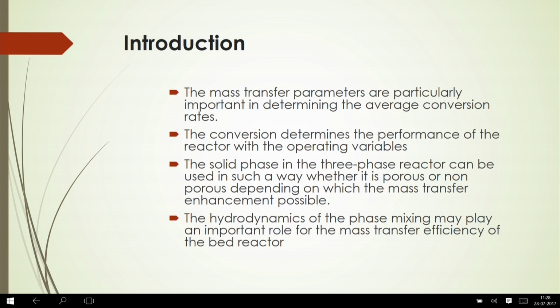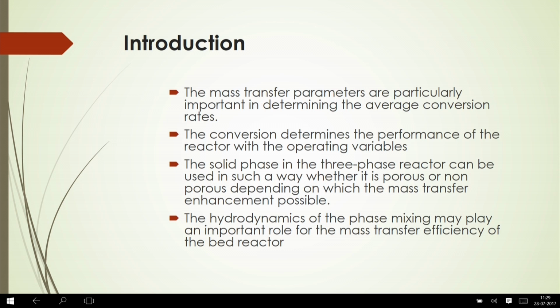And in the three-phase fluidized bed reactor, the solid phase can be used in such a way that the solids may be porous or non-porous, depending on which mass transfer enhancement may be possible, because there will be some adsorbing phenomena of the solid particles there.